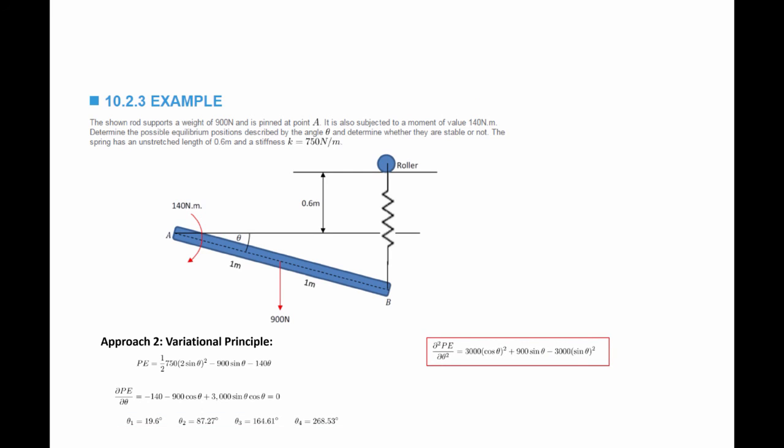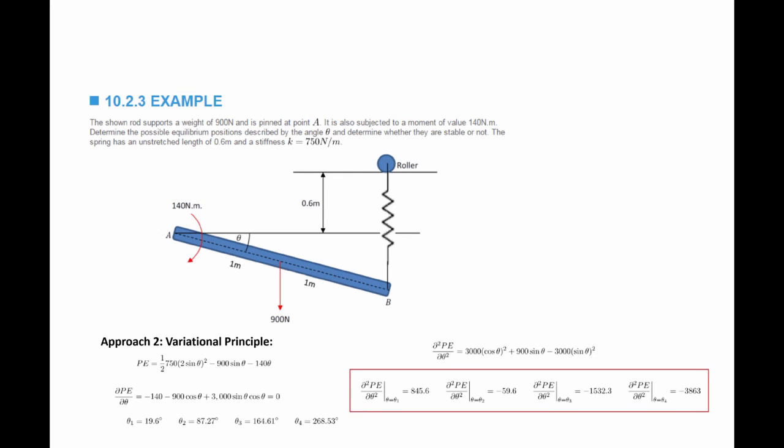To identify the type of equilibrium associated with each angle, I will take the second derivative of the potential energy with respect to theta. So I get this equation. And then for each equilibrium, I evaluate the second derivative of the potential energy. When theta is equal to theta 1, I get a positive number. When theta is equal to theta 2, I get a negative number. When theta is equal to theta 3, another negative number. When theta is equal to theta 4, I get another negative number.